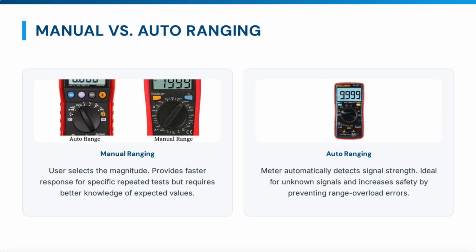Manual ranging. You pick the range value. It responds fast on repeated tests but needs prior knowledge of expected values. Auto-ranging. The meter chooses the range automatically. It is safer and ideal when testing unknown signal levels.